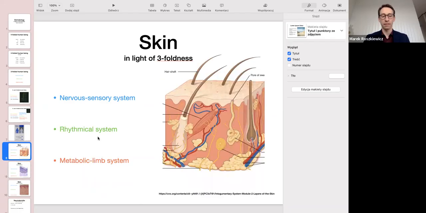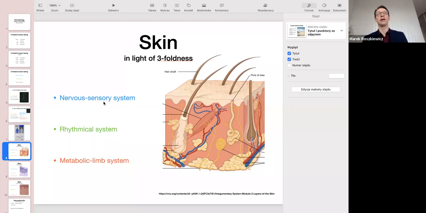Also, we can see the rhythmical system. It is mainly focused here. The main elements are the muscles and the vessels, and also some glands, but different ones are a bit connected to the rhythmical or the metabolic limb system. And the subcutaneous tissue, the so-called hypodermis, is strongly connected to the metabolic limb system, with thermal regulation, creating warmth. So regarding the main metabolic activity, as you remember, the nervous sensory system is more connected to the coldness of the human being.